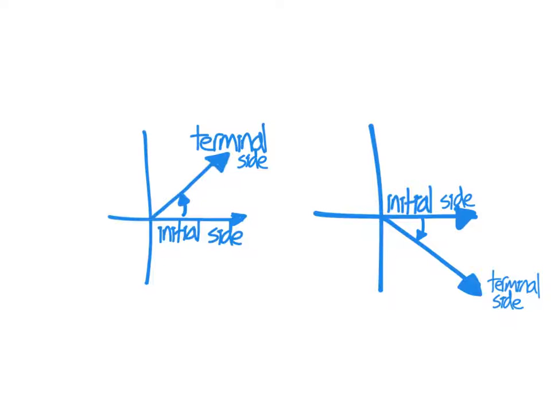Additionally, an angle is referred to as the quadrant in which its terminal side lies. Here, since it's in quadrant 1, this is a first quadrant angle. Since this is in quadrant 4, it's a fourth quadrant angle. Finally, an angle in standard position with its terminal side coinciding with one of the axes, here, here, here, or here, is called a quadrantal angle because it does not lie in any particular quadrant.